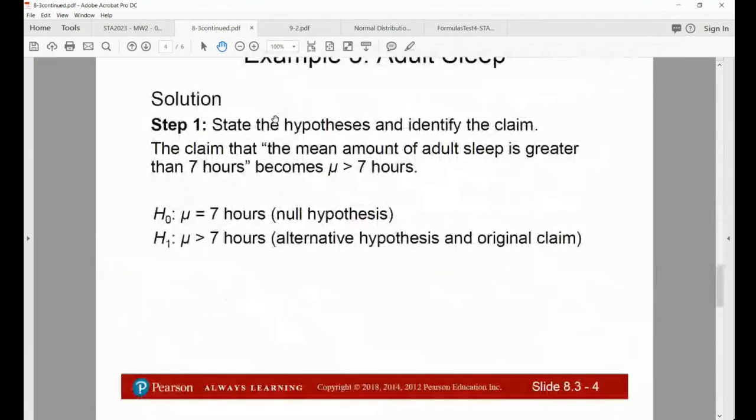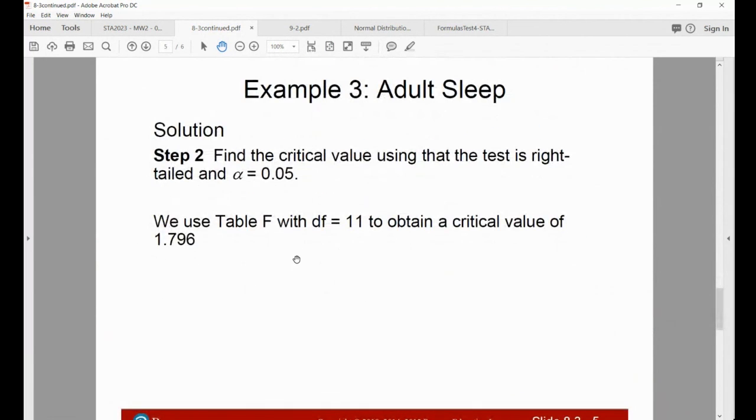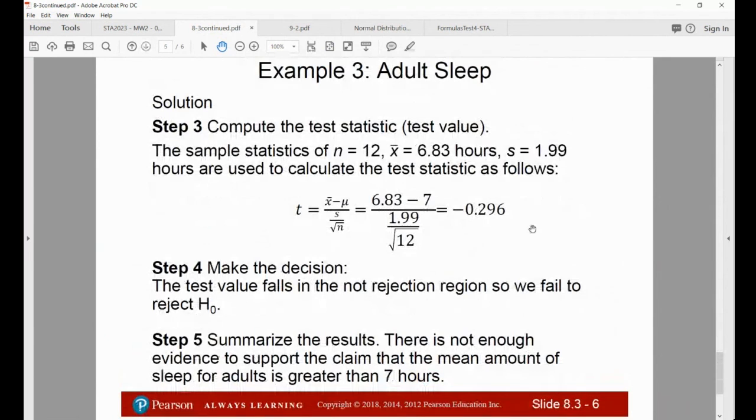Okay, so we have the solutions step by step: the hypotheses, the critical value, the test value, the decision not to reject the null hypothesis. So there is not enough evidence to support the claim that the mean amount of sleep for adults is greater than 7 hours.